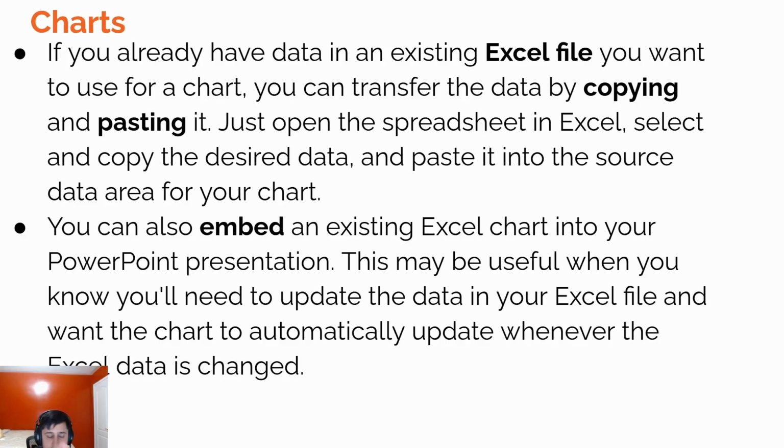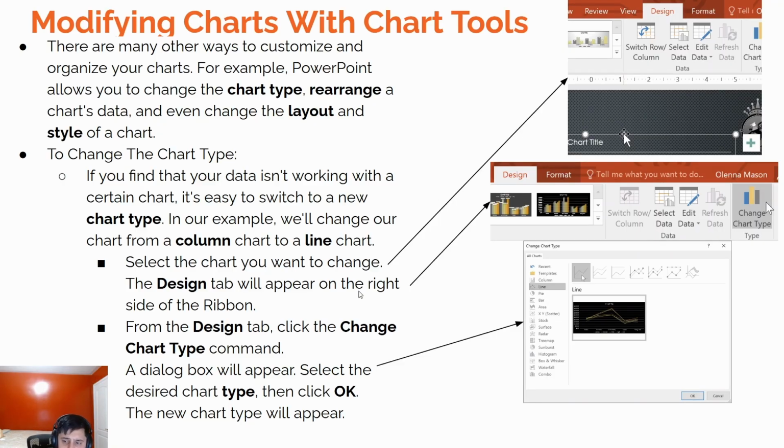So again, once we copy our spreadsheet in Excel, then we select and copy the desired data, and then paste it into the source data area for our chart. We can also embed an existing Excel chart into our PowerPoint presentation, and this may be useful when we know we'll need to update the data in our Excel file and want the chart to automatically update whenever the Excel data is changed, right? So that's what I was referring to, linking it with Excel live. Of course we can copy paste, but if we need a live connection, we could also do that.